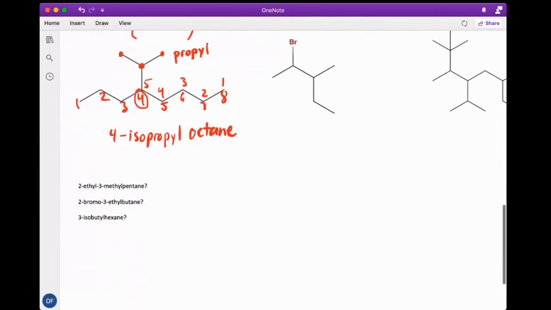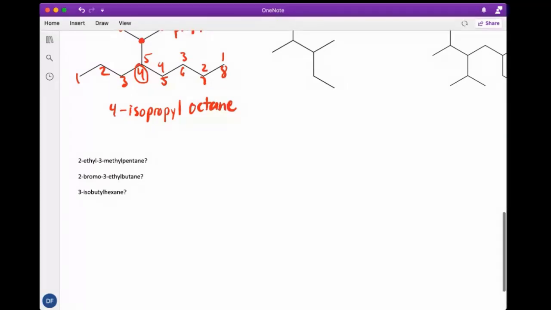All right, and so I'll do one more example here. So let's do the second one. So we have a butane. We would draw the base first. So 1, 2, 3, 4. You have 2 bromos, so this will be the second one. So this would be Br. And we have 3 ethyls. So ethyl is an ethane alkyl group. So that's 2 right here. But actually, let's change this to methyl, because if it was ethyl, this would be the longest chain.